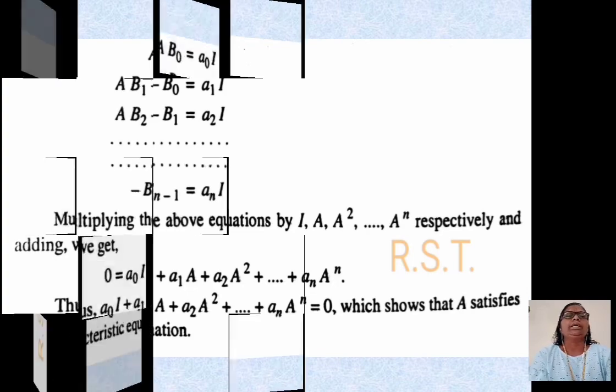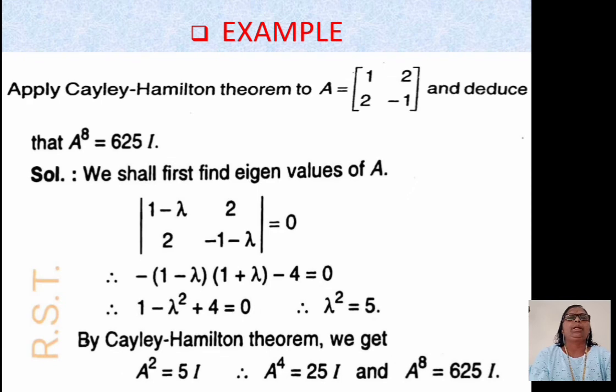Now, we consider one example. Apply Cayley-Hamilton theorem to matrix A equal to the square matrix of order 2 by 2, first row is 1, 2, second row is 2, -1, and deduce that, that means prove that A raised to 8 equal to 625 into I.